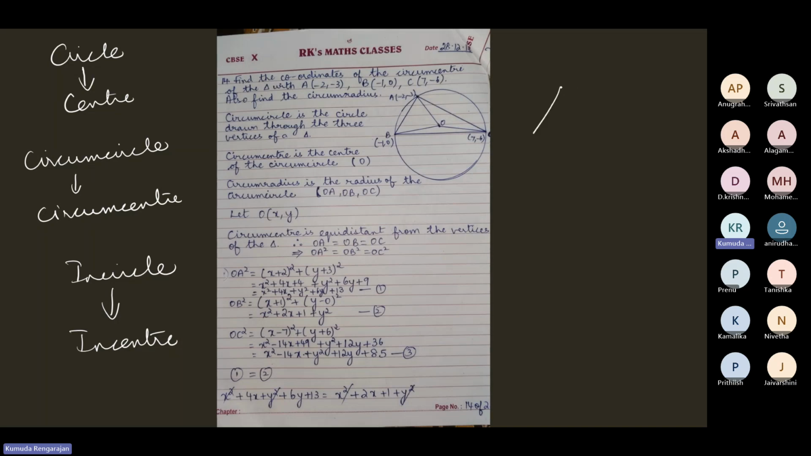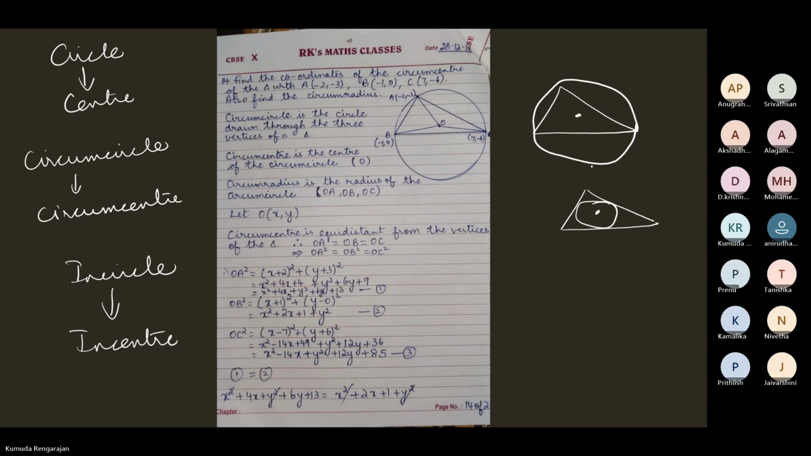And what is a circumcircle? Circumcircle is a circle passing through the 3 vertices of the triangle. The circle passing through the 3 vertices of the triangle is a circumcircle. Incircle is the circle drawn inside the triangle, touching the 3 sides of the triangle. Incircle, incenter. Circumcircle, circumcenter. Okay, so now incenter we don't have. Leave that. A circumcenter.